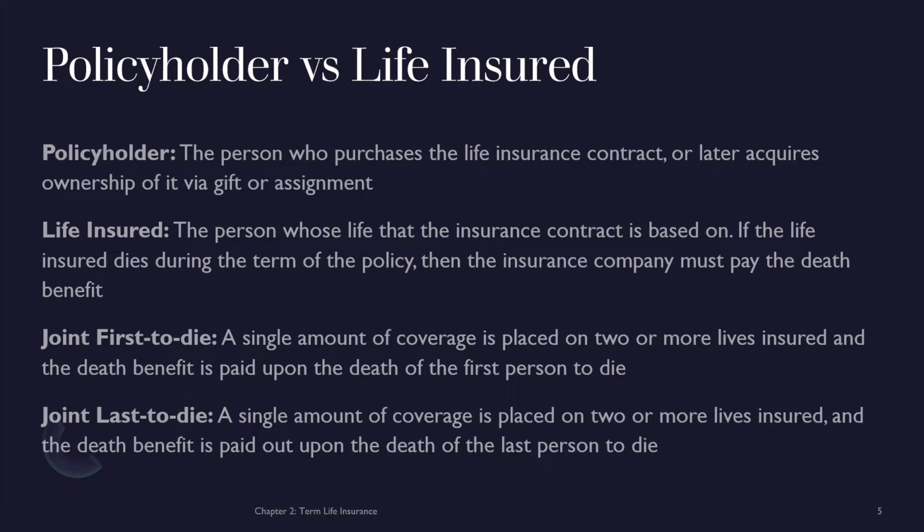benefit. Also, within insurance, there are joint policies, and there's joint first to die, which is a single amount of coverage placed on 2 or more lives insured, and the death benefit is paid upon the death of the first person to die, hence the name joint first to die. There's also joint last to die, which is the same thing except the death benefit is paid upon the death of the last person to die.